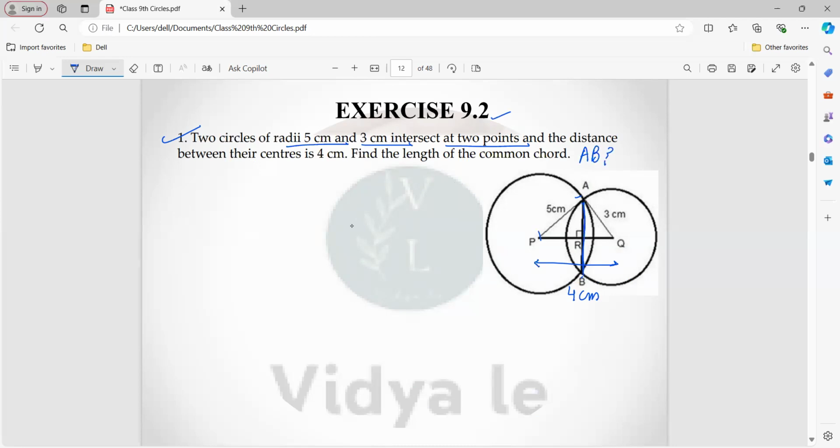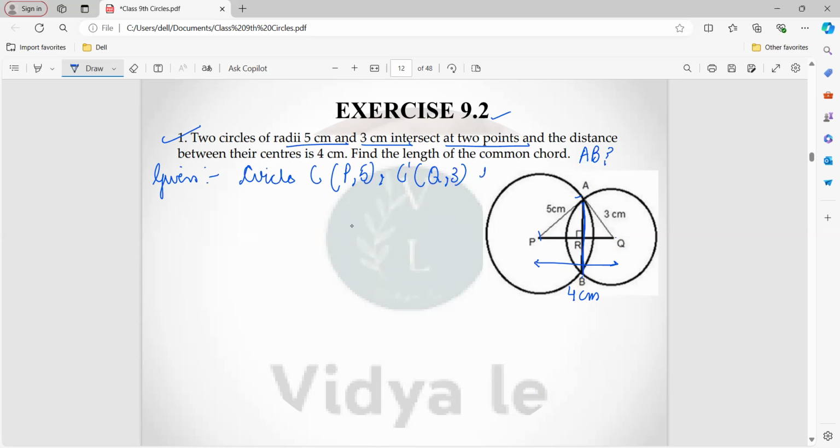Let's see how we are going to find the length. First of all, let's see what is given. We have two circles. The first circle has center P and radius 5 centimeter. The second circle has center Q and radius 3 centimeter. So we have circle C with center P and radius 5, and circle C dash with center Q and radius 3, right?